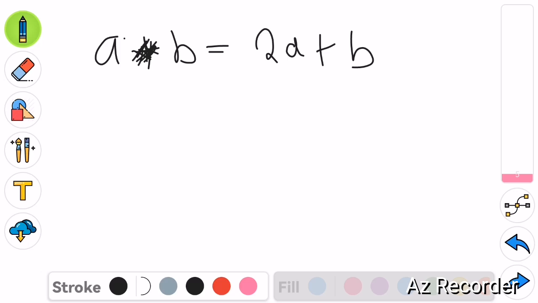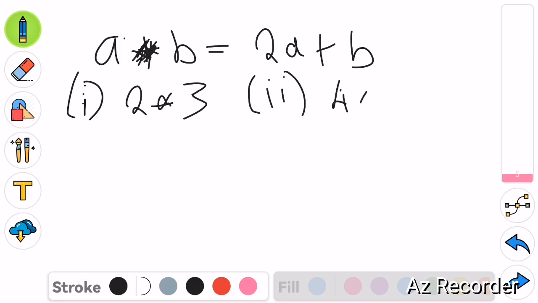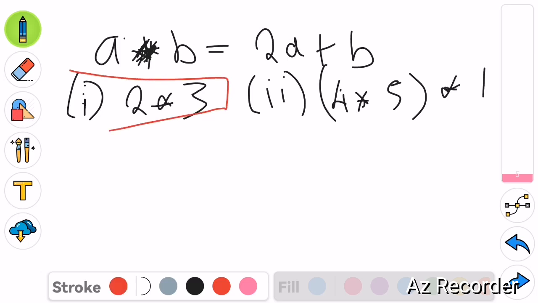So let's say the first part of our question is saying let us evaluate 2 star 3. That's the first part, and then the second part we should be able to evaluate 4 star 5 in brackets, and then star 1. Okay, so starting out with this one here that says 2 star 3, I'm going to say, okay, 2 is taking up the position of A, 3 is taking up the position of B.